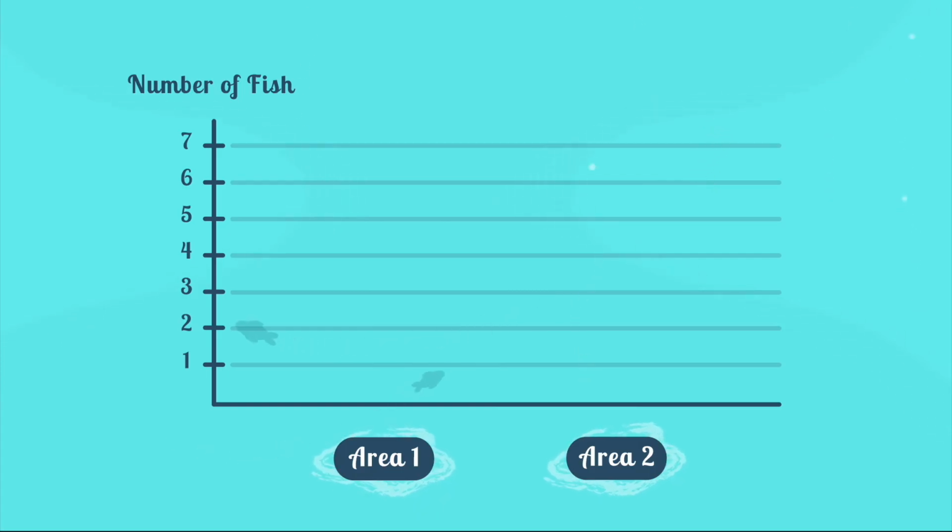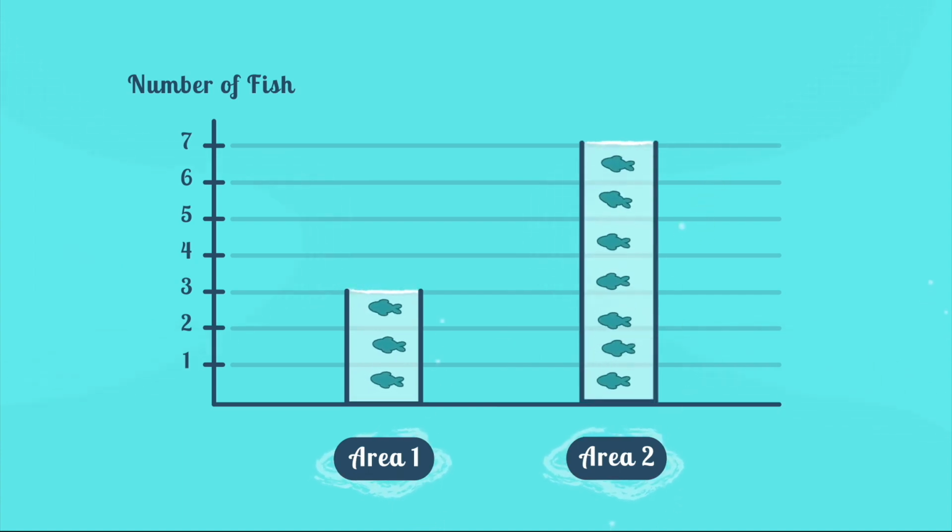Now here's the average number of fish we found in Area number 1. And here is the average number of fish we found in Area number 2. The bigger the bar, the more fish in the area. Can you tell which area had more fish?